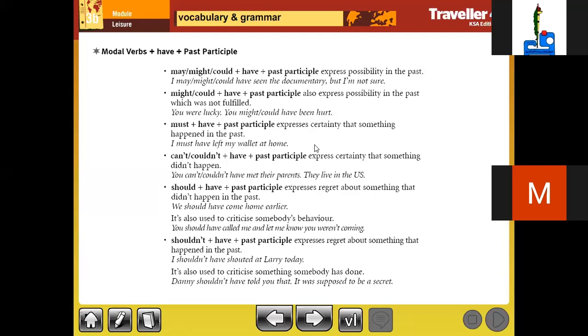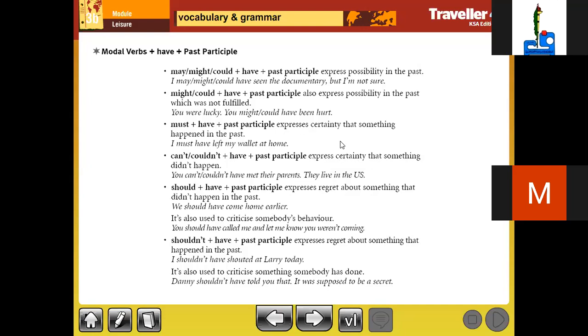We also use can't or couldn't plus have plus past participle of the verb when we want to express certainty that something didn't happen. When we are certain, we are almost sure that something didn't happen. لما نكون متأكدين إن الحاجة دي ما حصلتش في الماضي. So we are making negative deduction. استنتاج منفي. But we are sure that this didn't happen. احنا متأكدين إنه ما حصلش. يبقى استنتاج منفي مؤكد.